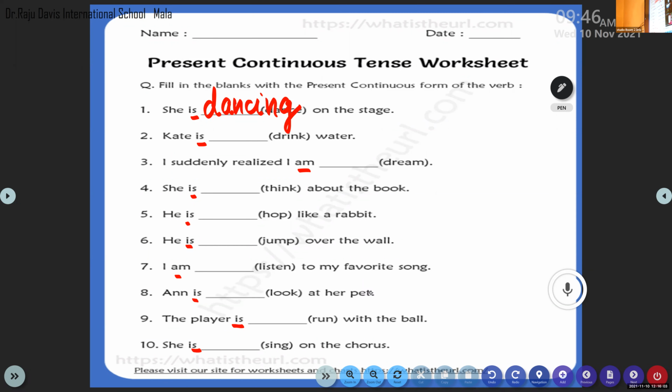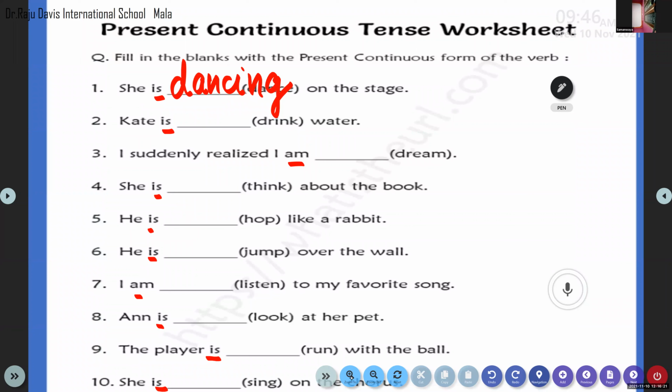Now let's move on to Devadash. Devadash, do the next question for me. Read the question. Can you see the board now? Kate is... water. Drink is given there. Kate is drinking. That's all. Nothing else we have to do. To the verb, what do we have to do? We have to just add ing to the verb form. So, Kate is drinking water. Is that clear? Devadash, have you understood? Kate is drinking water.